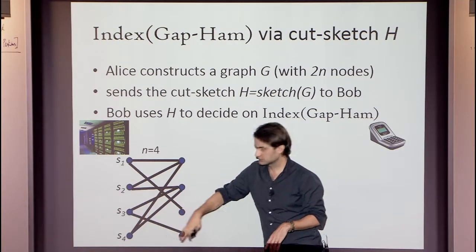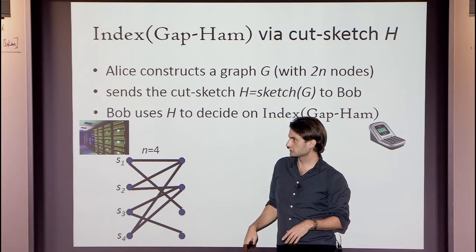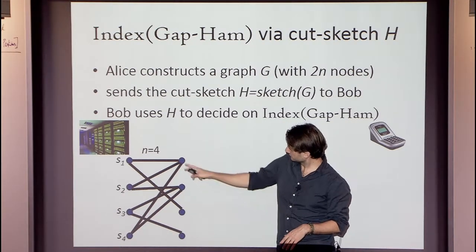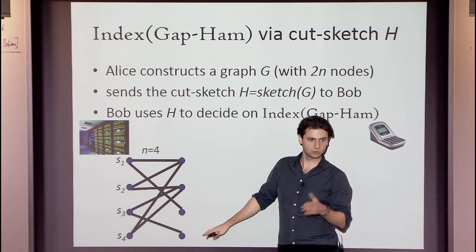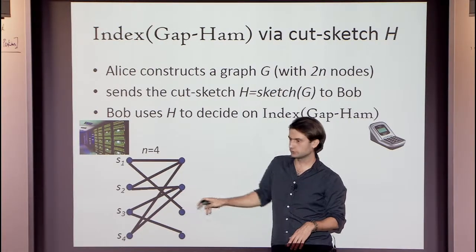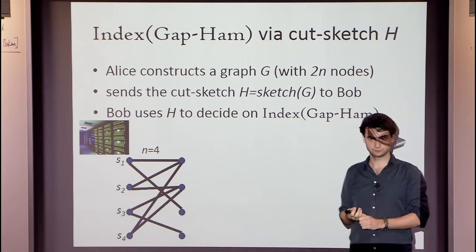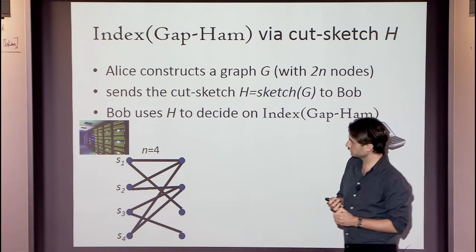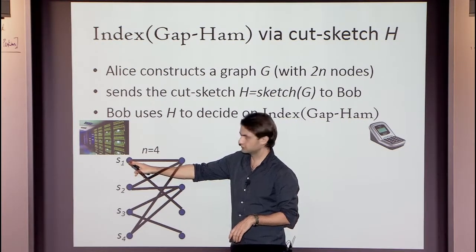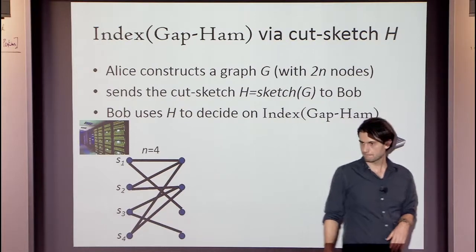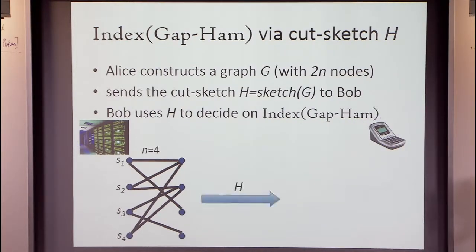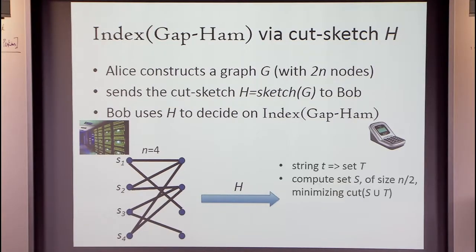On the left-hand side, nodes will correspond to the strings S, and the right-hand side will correspond to the n coordinates, and basically the edges correspond to the bits that are set to 1. Okay, so in particular, the degree of each node here will be exactly n by 2. Okay, now Bob. So we construct the sketch H and send it to Bob.